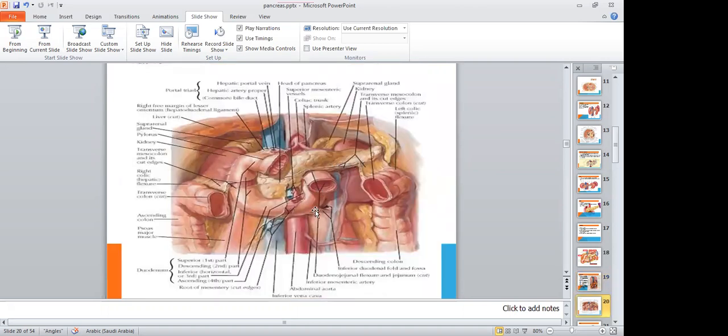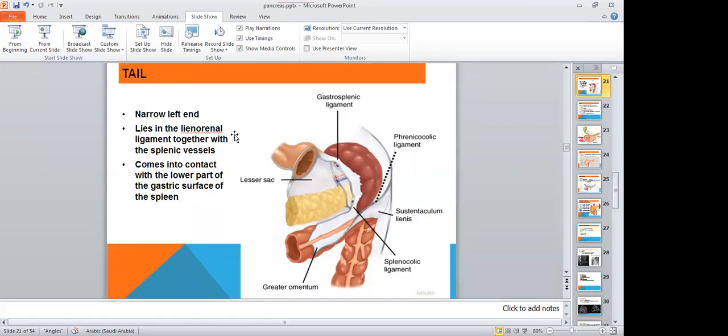Another view. This is the mesocolon, inferiorly the duodenojejunal flexure, and this is the celiac artery with the splenic and hepatic arteries, and inferiorly are the superior mesenteric vessels. The tail is the narrow left end, lies in the lienorenal ligament together with the splenic vessels, and comes into contact with the lower part of the gastric surface of the spleen. This is the spleen, this is the lienorenal ligament with the splenic vessels, and this is the pancreatic tail.